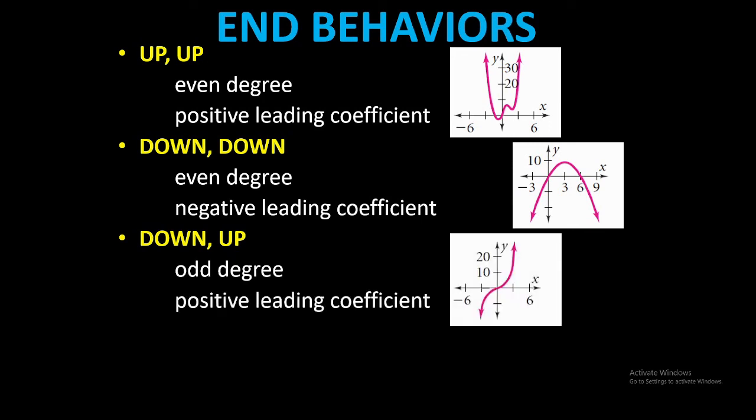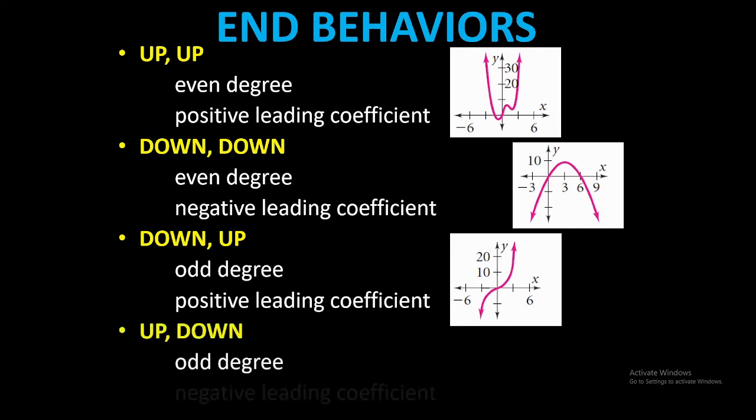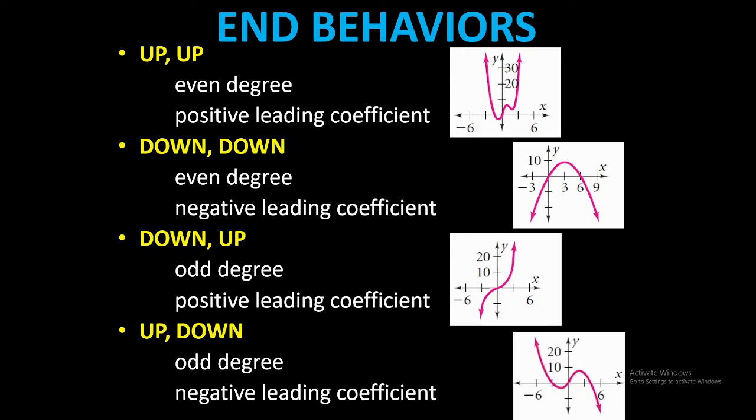That's an example of a graph. Last one, up, down. Odd degree, negative leading coefficient. This is the sample of a graph. Okay? So all we need to do is ang degree ra jud, determine whether it's even or odd. And then, ang sign sa leading coefficient, para makabalo ka kung up, up ba na, down, down ba na, down, up, or up, down, without even showing the graph. Okay? Let's go to the multiplicities.